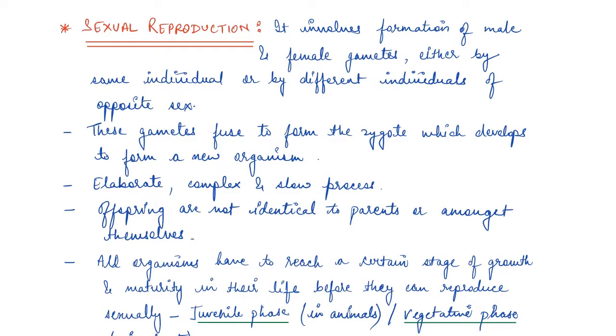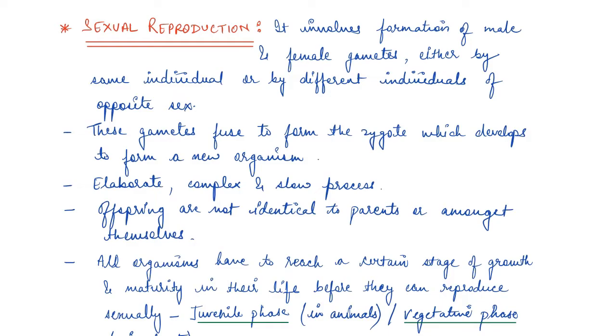So today we are going to start with sexual reproduction. So basically what we are covering is chapter 1 of class 12th NCERT. In the previous video we have already covered asexual reproduction, right? Now in this video we are going to cover sexual reproduction.